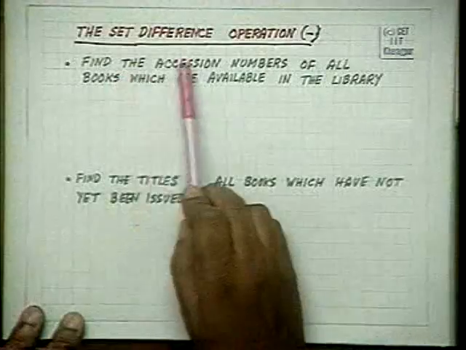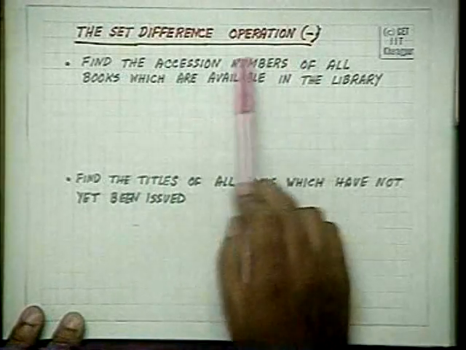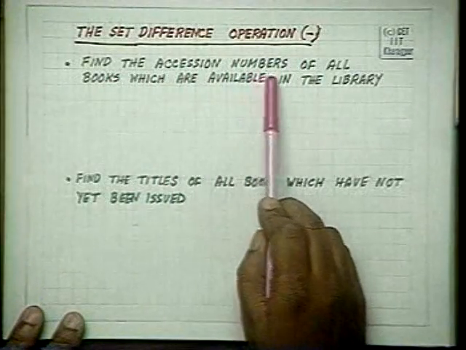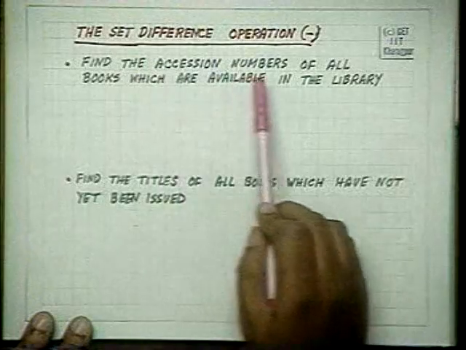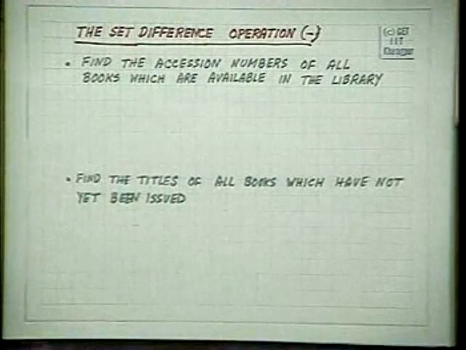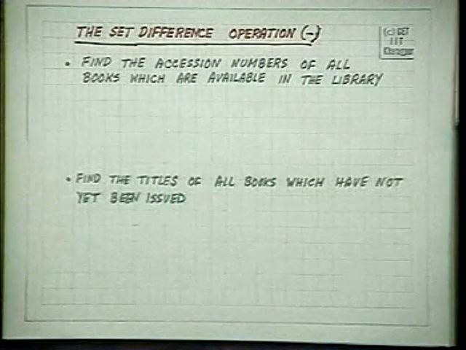The final 2 simple operations are the set difference operation. Find the accession numbers of all books. It is the standard set difference, A minus B: those elements in A which are not elements of B. So find the accession numbers of all books which are available in the library, that is, books which are not issued.